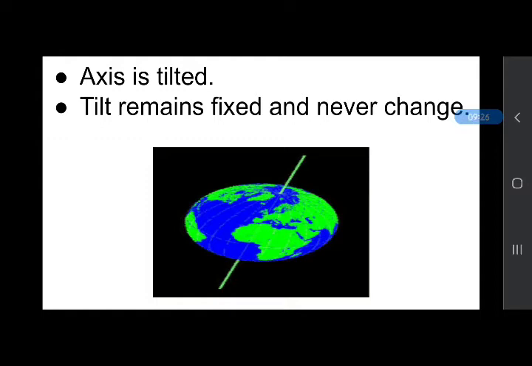And Earth rotates in a tilted way. It does not rotate straight. It always rotates in a tilted way. Okay? Because why? Because the axis is tilted. Because the axis is not straight. That's why Earth also rotates in a tilted way. And the axis or tilt always remains fixed and never changes. Even when it revolves around the Sun, it remains the same.